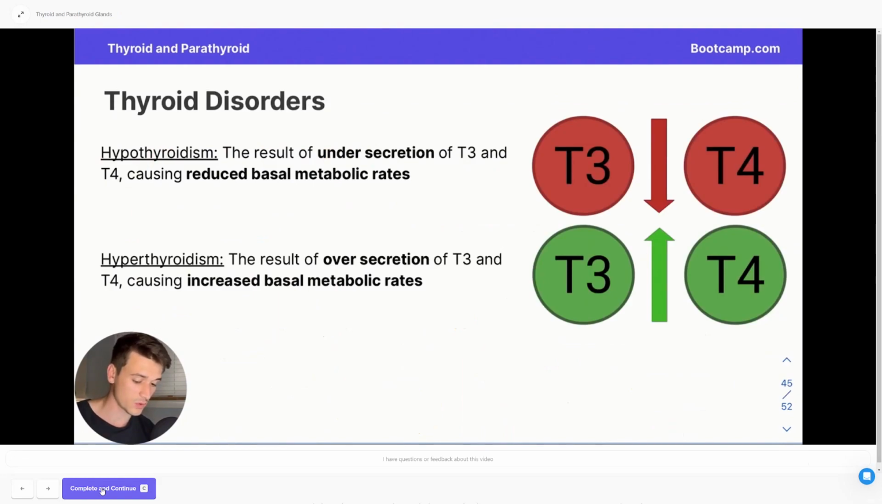Unfortunately, there are some disorders that can come along with the thyroid if things don't go as planned. The first that we're going to go ahead and talk about is hypothyroidism, with hypothyroidism being the undersecretion of both T3 and T4 from the thyroid. And since we know at this point that T3 and T4 are going to look to increase metabolic rates, the undersecretion of both will reduce our metabolic rates. The counterpart to hypothyroidism is hyperthyroidism, or the oversecretion of T3 and T4. In this case, we're going to be increasing basal metabolic rates, but we're going to be having a hyperactive or overactive thyroid gland to achieve this.